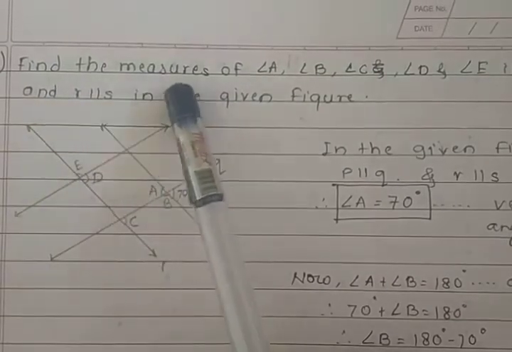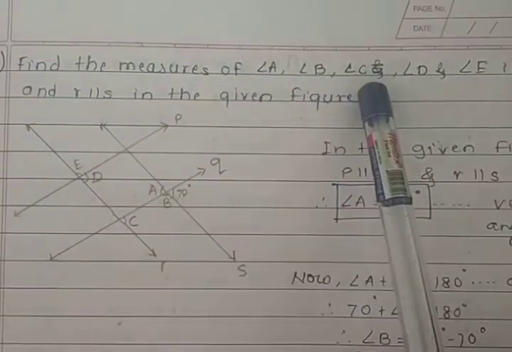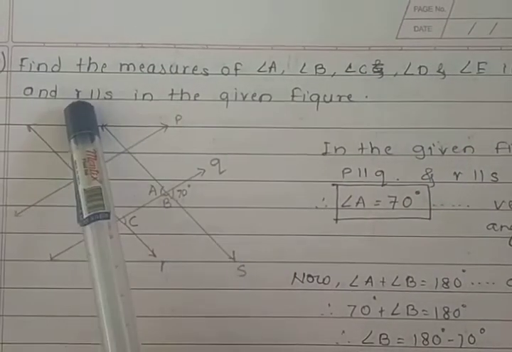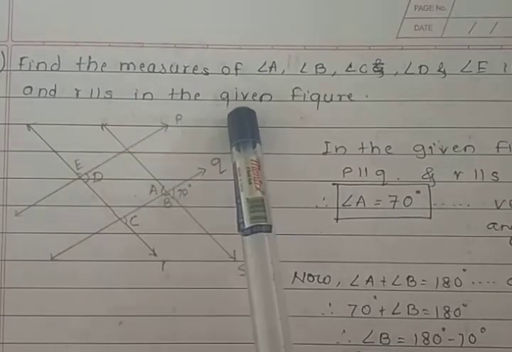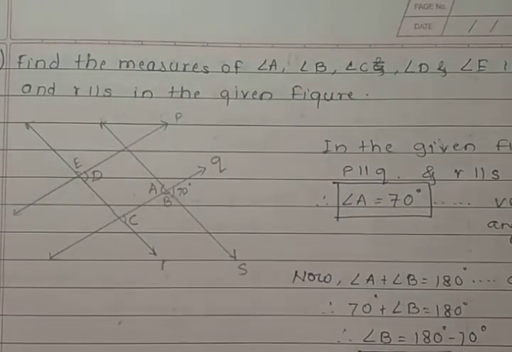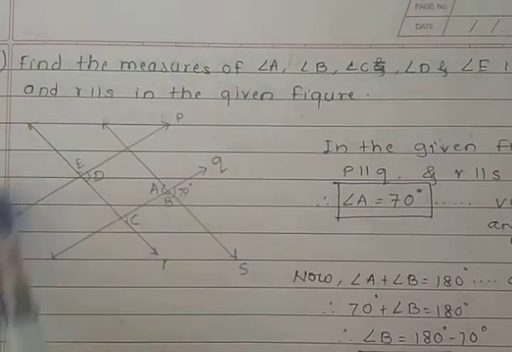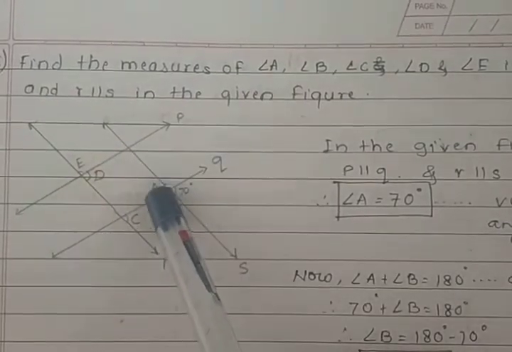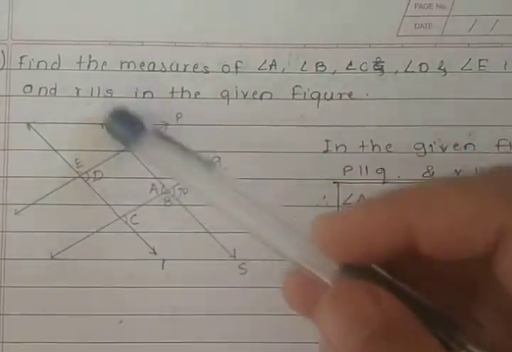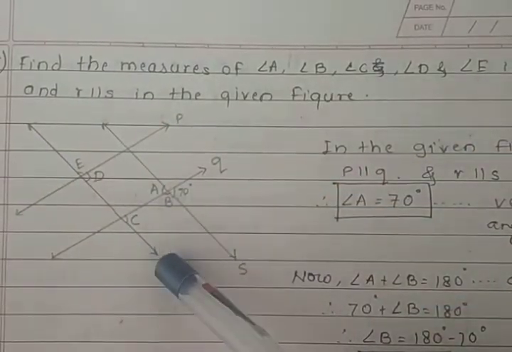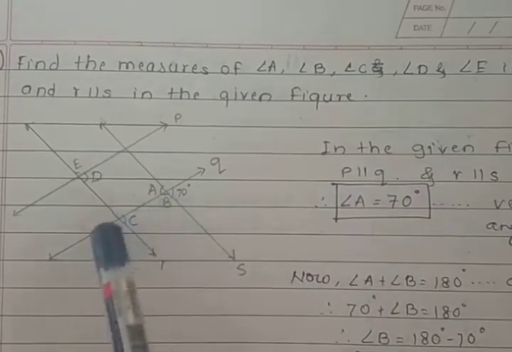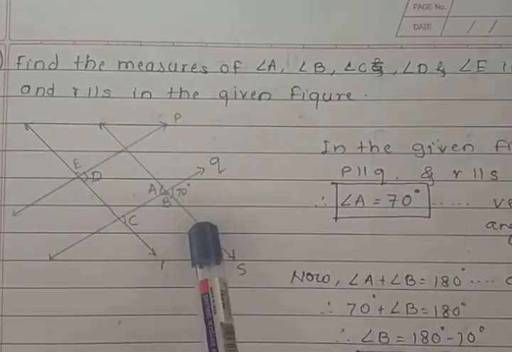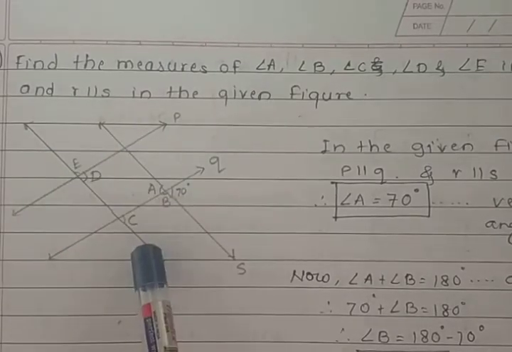Find the measures of angle A, angle B, angle C, angle D and angle E if P parallel Q and R parallel S in the given figure. So here is your diagram. See here, these two lines P and Q are parallel, and these two lines R and S are parallel to each other. And we are going to find out the measurement of angle A, angle B, angle C and angle D. Now see this diagram neatly.